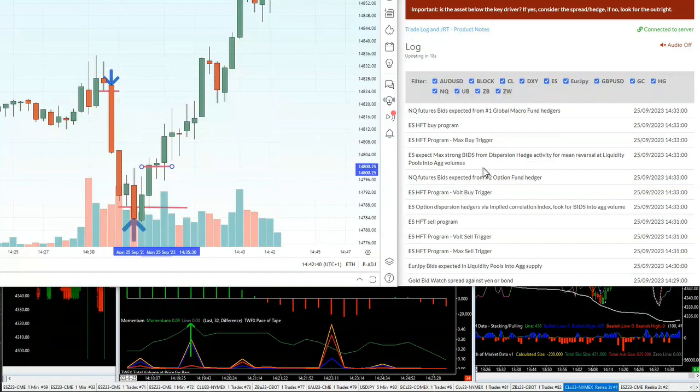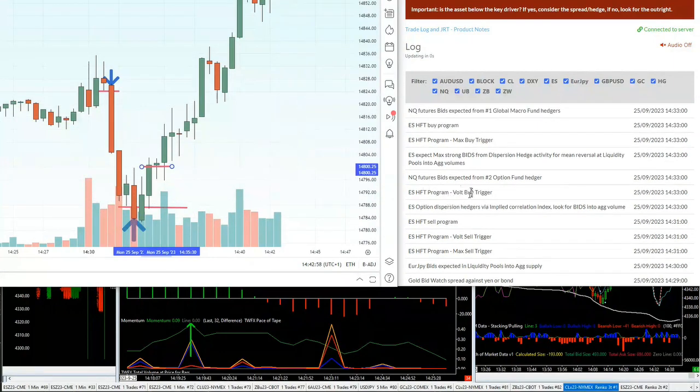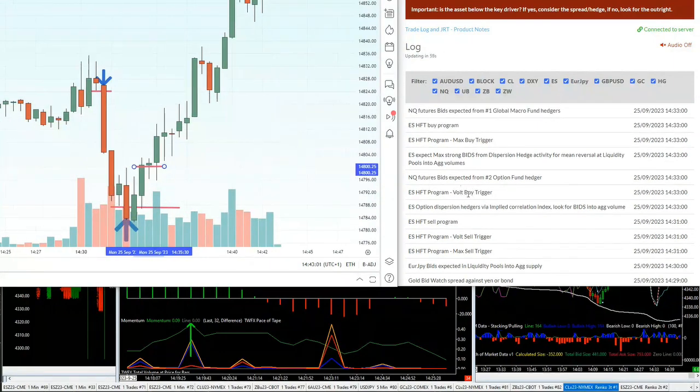Does that make sense? If you get a max sell program, that's a sell at lower prices. So if we sell higher prices on a dispersion trade, that's good news because we know that the momentum algorithms are going to be selling below us. So when we come into this area here and we start seeing a volt buy trigger at 1433, and we see a max buy trigger at 1433, and we see an HFT buy program at 1433, we now have bids above this price. Okay, we've now got bids above this price, not offers.